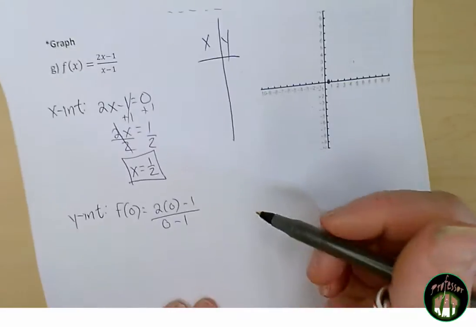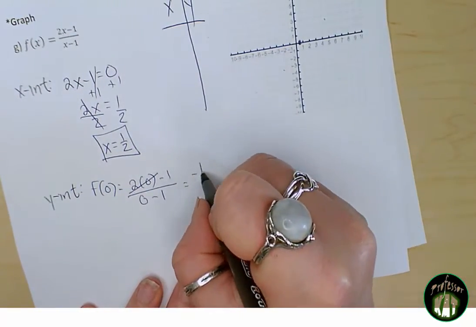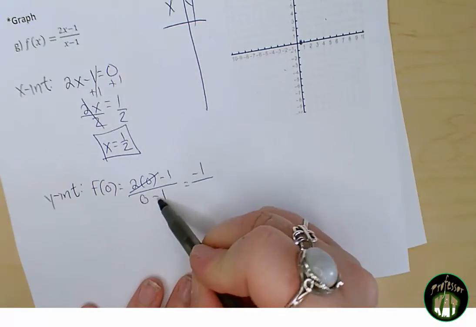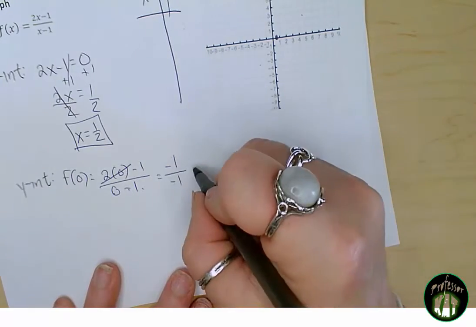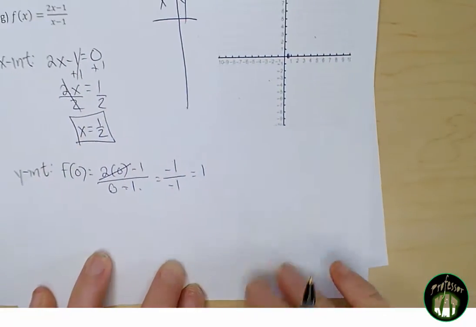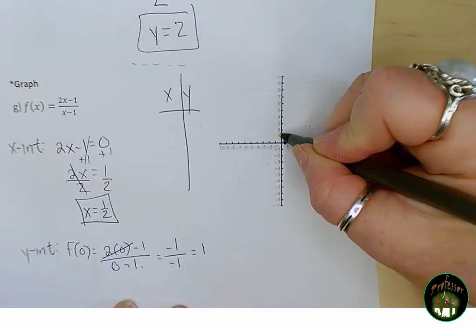And simplify this. When we simplify this, 2 times 0 is 0, so that's going to leave us with a -1 up top. And 0 minus 1 is a -1. And if we simplify -1 over -1, that is just a positive 1. So our y-intercept is going to be right over here at a positive 1.